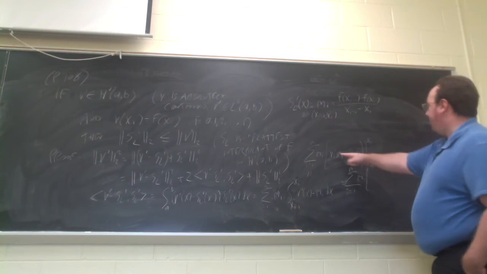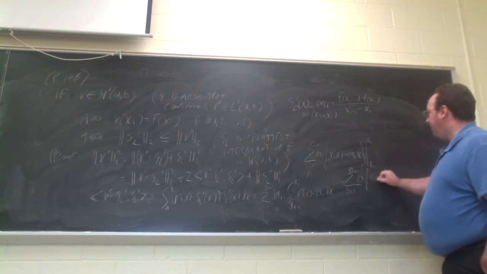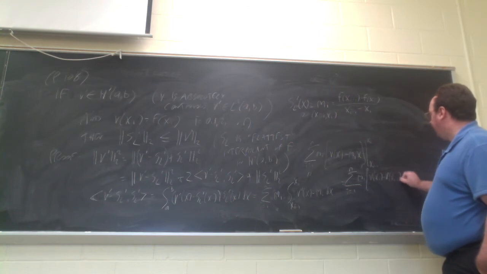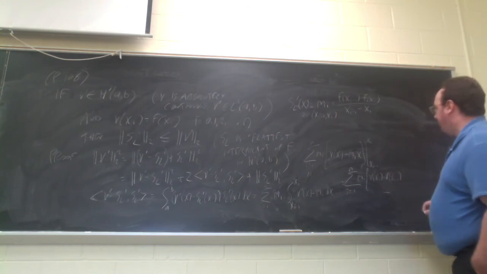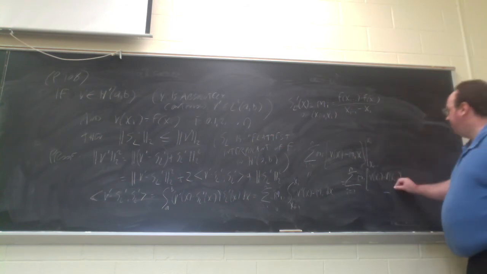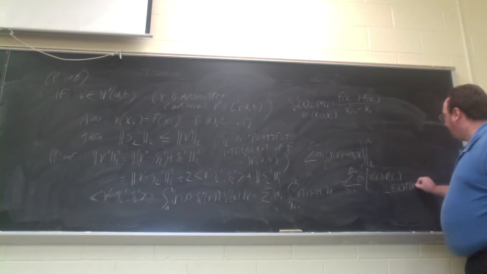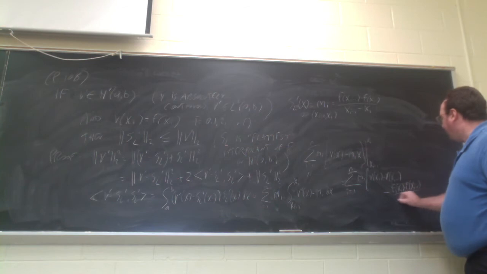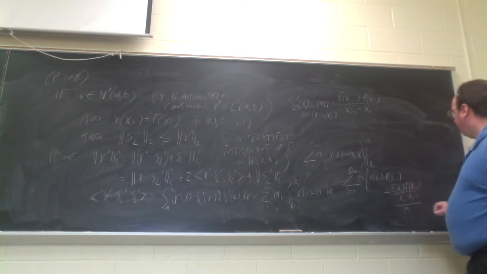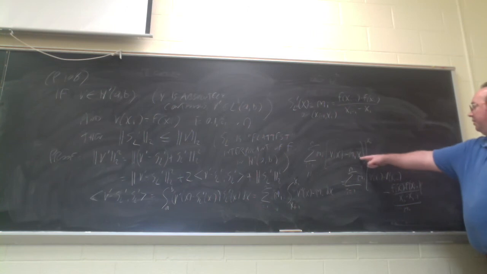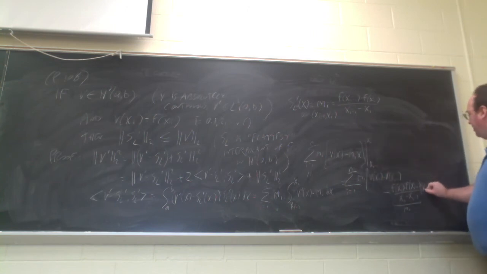So what I'm going to have is v of x_i minus v of x_{i-1}, minus my slope, f of x_i minus f of x_{i-1}, all over x_i minus x_{i-1}. So that's the slope, times the difference of these limits, x_i minus x_{i-1}.